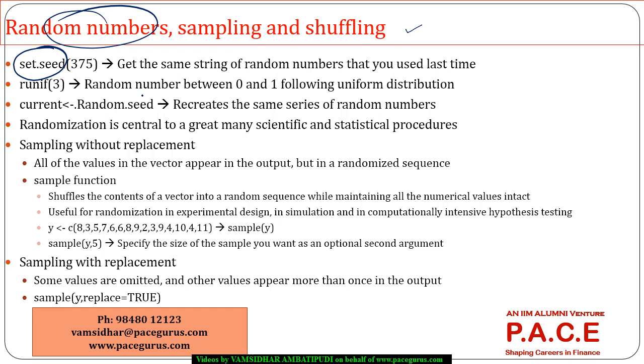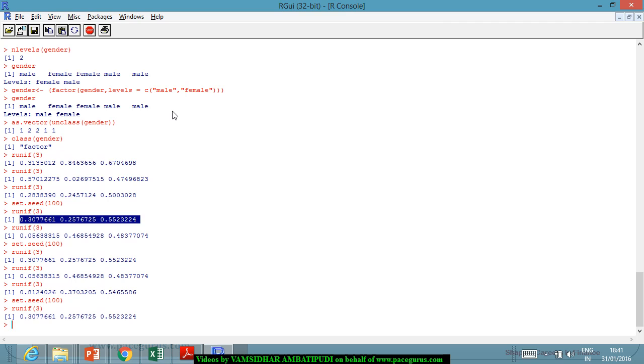Then another thing is, if I want to recreate the same set of values again and again, this is where I can use .Random.seed. When I am assigning a particular value, so let's say I assign something to current .Random.seed.